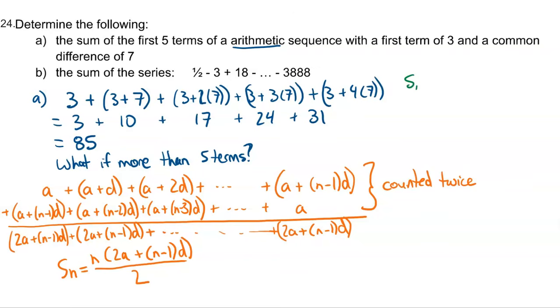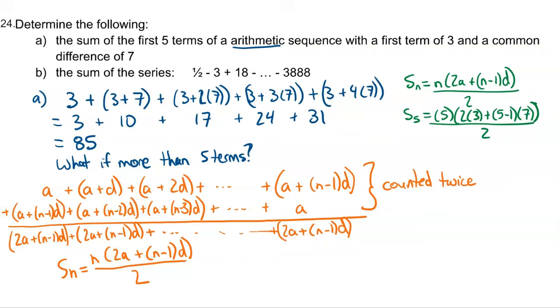So let's use that equation to calculate the sum of the first 5 terms of the arithmetic sequence now, instead of just laying out all the numbers. We substitute n equals 5. We substitute in as well that a equals 3, so it's 5 times 2 times 3, plus n minus 1, well n is 5, so 5 minus 1 times that difference of 7. Working from inside to outside in the brackets, and then using BEDMAS, we get an answer for the sum of the first 5 terms of 85, just as we did the other way.